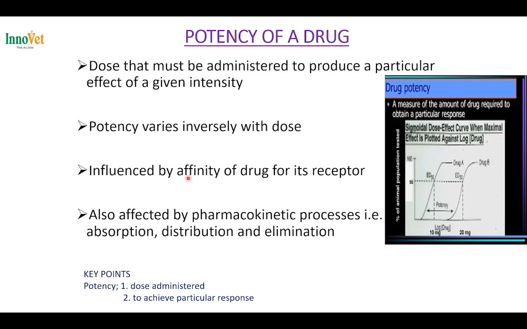It is influenced by the drug's affinity for its receptors. In other words, the higher the affinity of the drug for its receptors, the higher its potency. It's also affected by the pharmacokinetic processes such as absorption, distribution, and elimination. So here the key point is that potency of a drug is basically the dose that is administered to achieve a particular response of a given intensity.